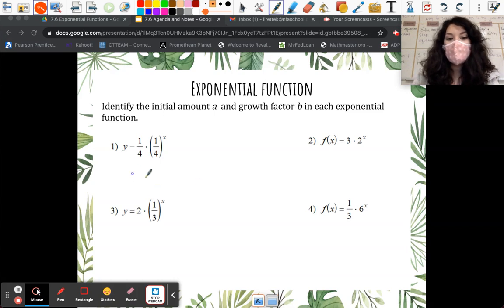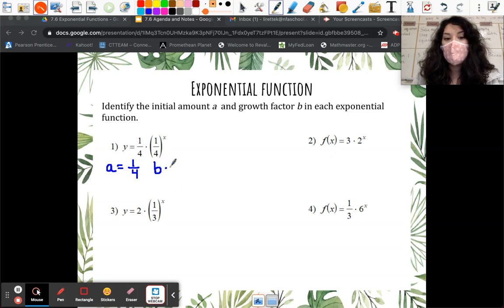The first one's really easy because the numbers are the same, but it's important to understand that our A value, our initial amount, is the 1/4 that's actually not in the parentheses. It's that coefficient. Our initial amount, if we looked at the graph, is what our output for our function is going to be when the x is 0. If you think of x as the amount of time, like in that second plan 2, at time 0, our initial amount was 1. So when your x is 0, you're just going to be left with A.